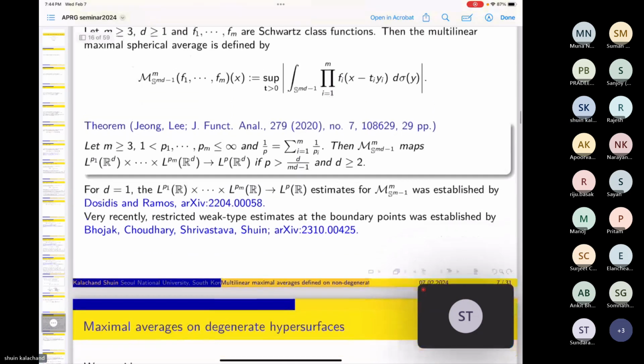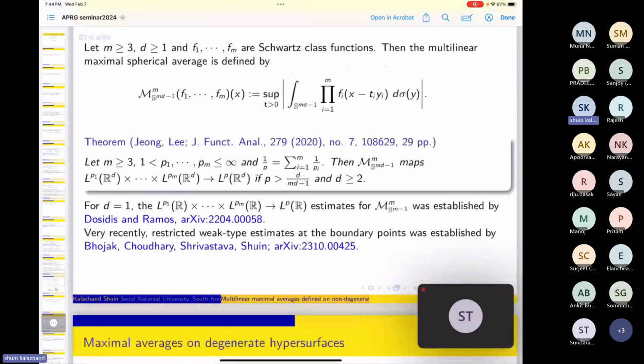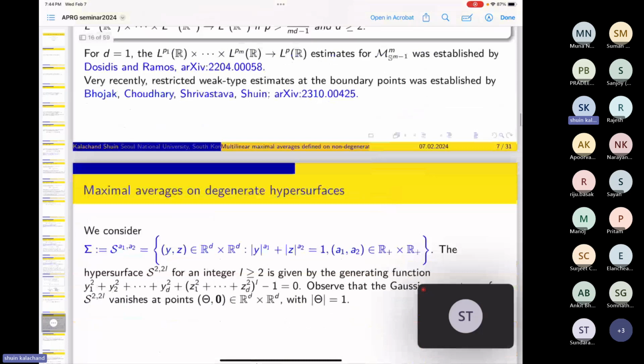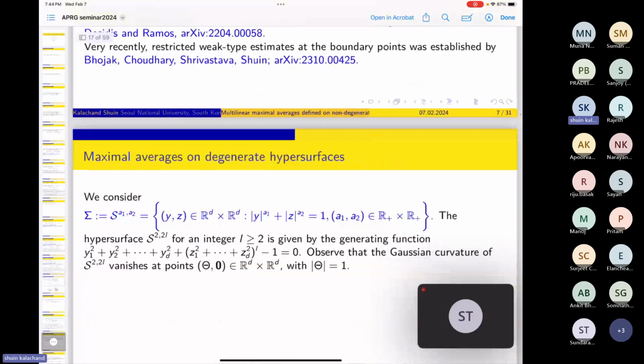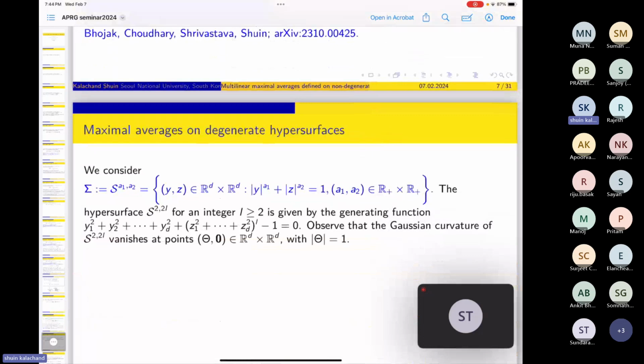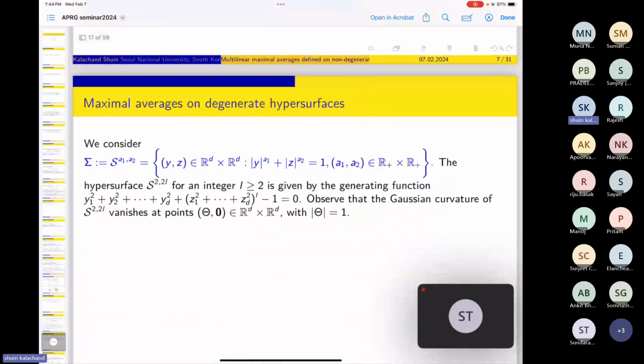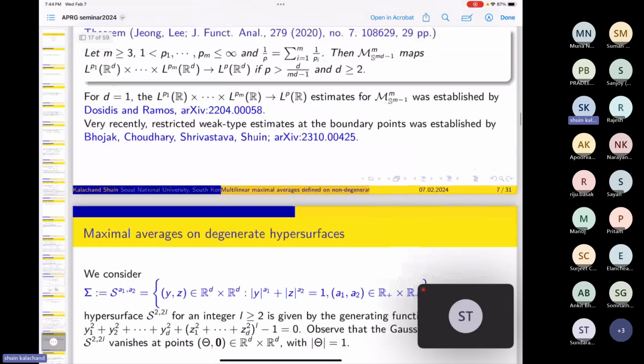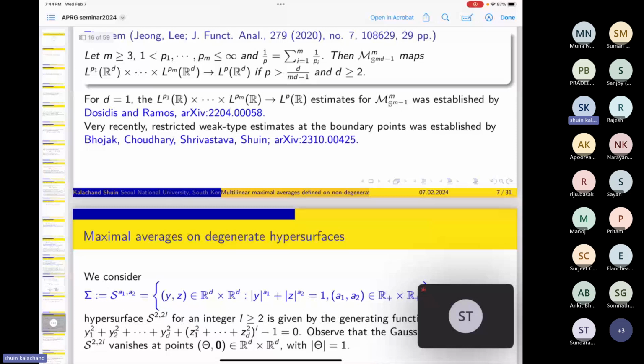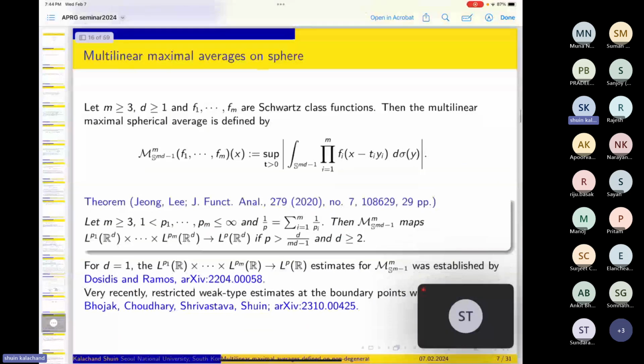Okay, now this is about the spherical maximal function, bilinear and multilinear. I want to define maximal functions on some different hypersurfaces. So we want to consider this hypersurface first, S(a1, a2), which is given by the generating function |y|^{a1} plus |z|^{a2} equals 1. For the spherical maximal function, for example the bilinear and multilinear spherical maximal functions, the sphere is symmetric and it has non-vanishing Gaussian curvature.